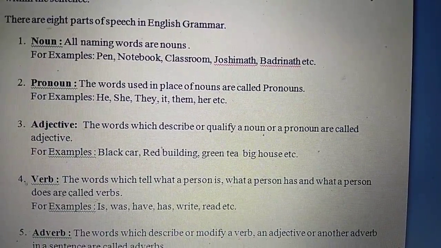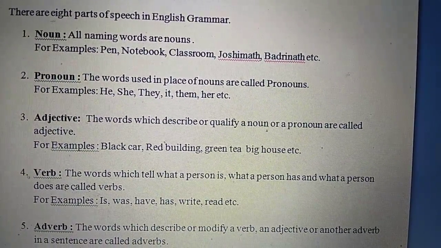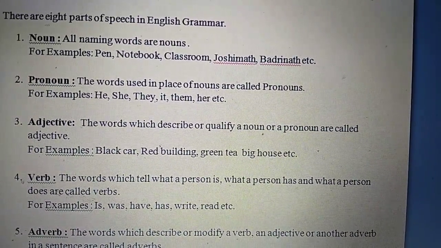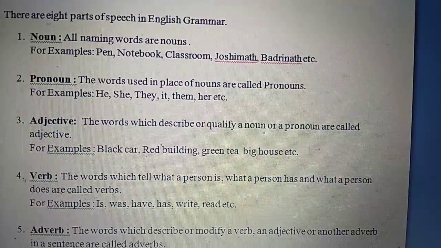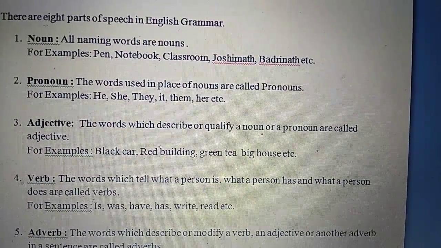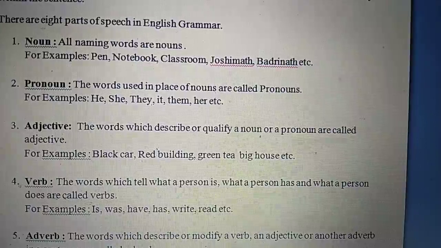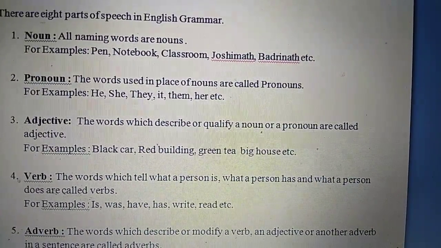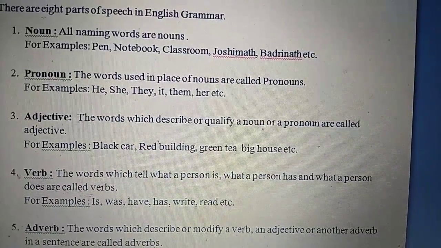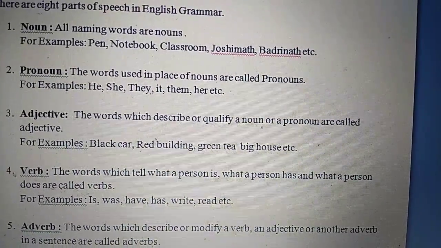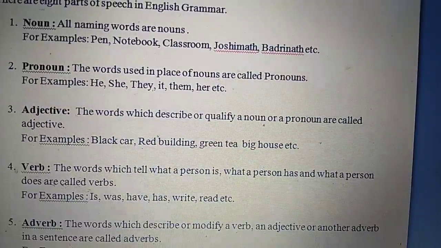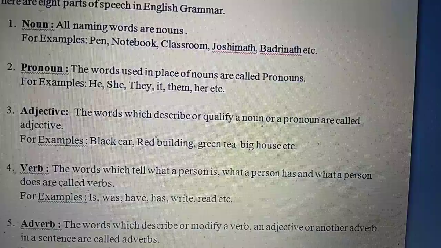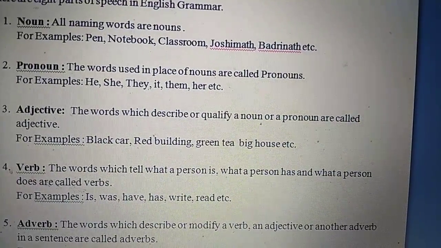Is, because is also tells a state of a person. For example, if I say, he is a teacher. So in the sentence is telling the state of that person. Okay? And what a person has. For example, if someone says, I have 2 pens. So have means he possesses something. And what a person does. If someone says, I write a letter. So write tells us what the person does.